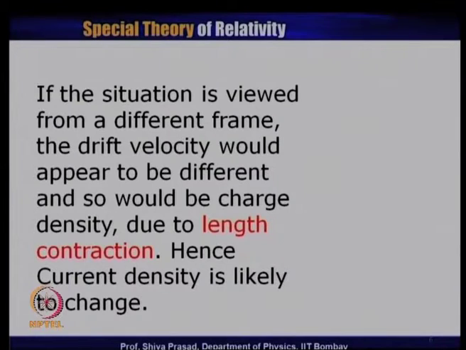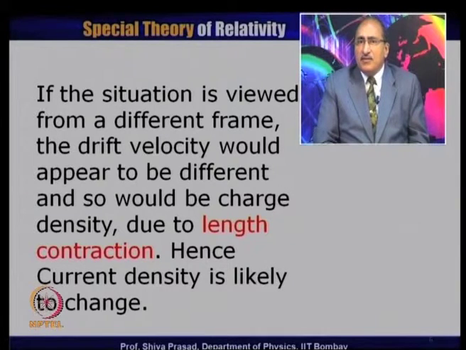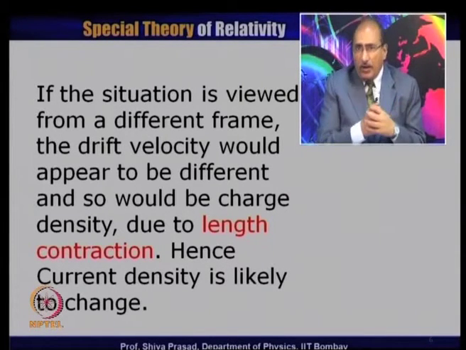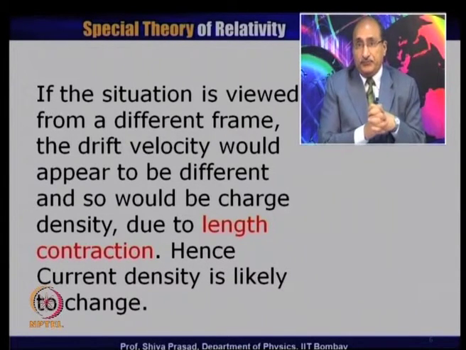Now, if this situation is viewed from a different frame, then obviously you expect that the velocity of the electrons would not be the same, because we have discussed a number of times that velocity is actually a frame dependent quantity. So, if I go to a different frame, the drift velocity that you are seeing in a given frame may turn out to be different. It is very well expected.